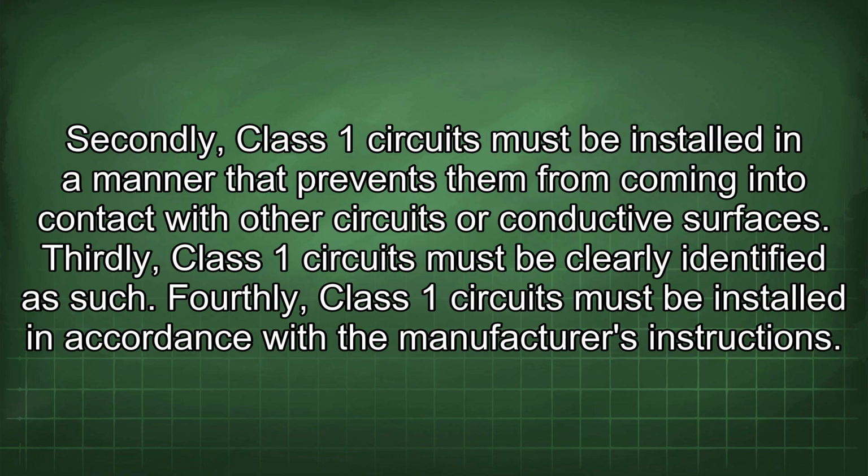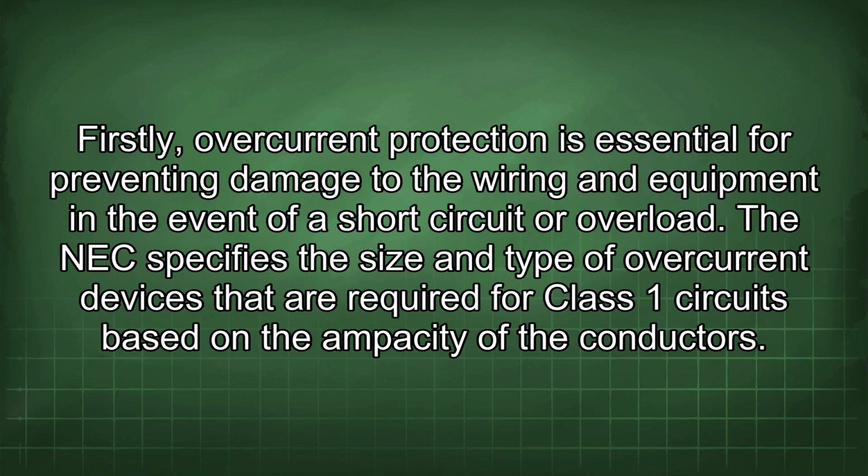Secondly, Class 1 circuits must be installed in a manner that prevents them from coming into contact with other circuits or conductive surfaces. Thirdly, Class 1 circuits must be clearly identified as such. Fourthly, Class 1 circuits must be installed in accordance with the manufacturer's instructions. Firstly, overcurrent protection is essential for preventing damage to the wiring and equipment in the event of a short circuit or overload.